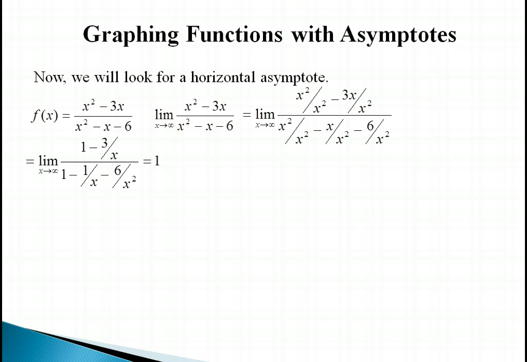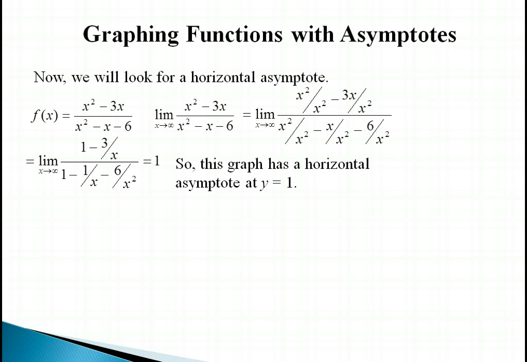So 3 over x is going to head toward 0 as x goes to infinity, and so is 1 over x and negative 6 over x squared. So you end up with 1 minus 0 over 1 minus 0 minus 0, which just gives you 1 over 1, or 1. So in this case, our graph is going to approach y equals 1. So that's going to be our horizontal asymptote.